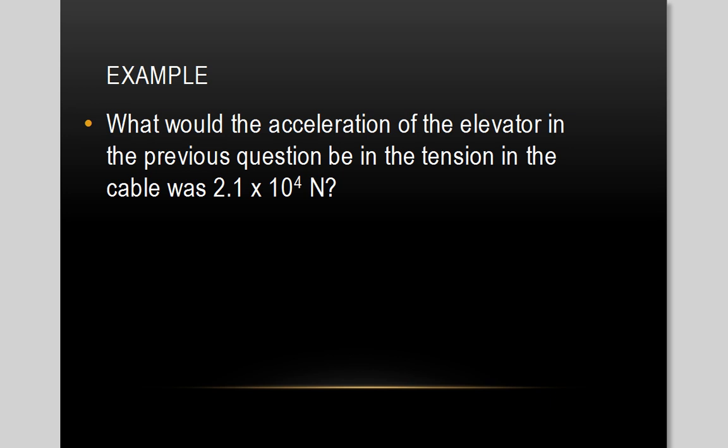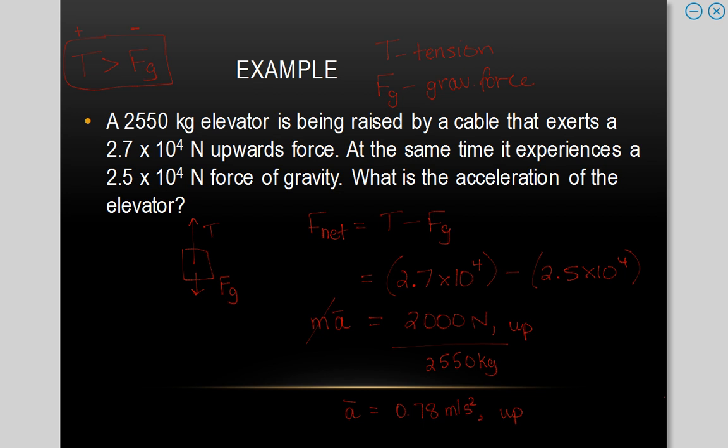Okay, so what would the acceleration of the elevator in the previous question be if the tension in the cable was 2.1? It's a typo. So you're just going to go back. What if I change this value to 2.1 times 10 to the 4? What's going to happen? You go from having a value larger than 2.5 to a value smaller than 2.5.